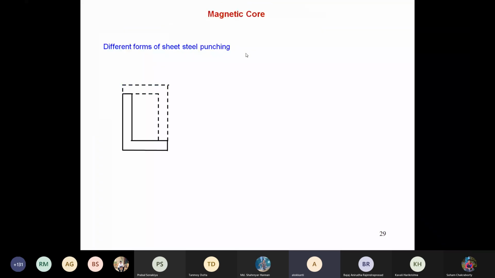So one core can look like this. You understand the structure? Suppose you have one L-type piece and use another L-type piece. Two L-type pieces can be used to make this core.